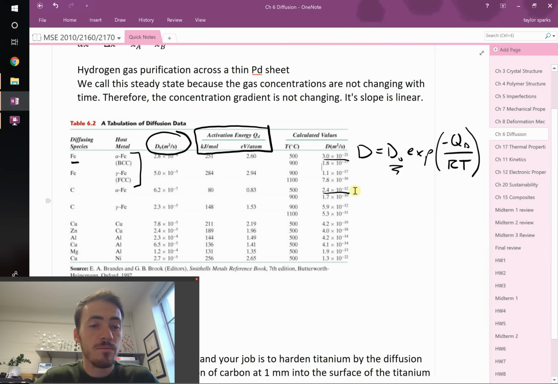And hydrogen is going to be extremely fast too. Carbon's a nice small atom. Hydrogen's even smaller, so it would make sense that it would diffuse much faster than even carbon. I'm pretty sure it does, okay?